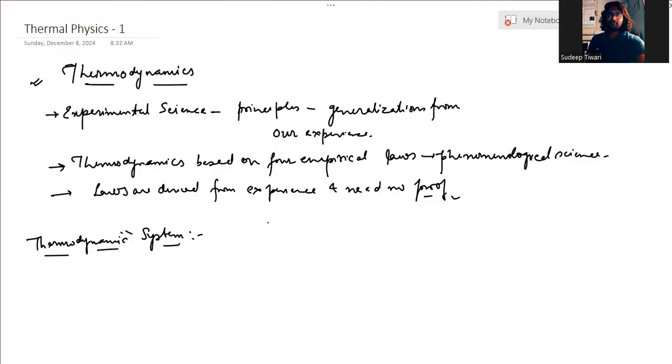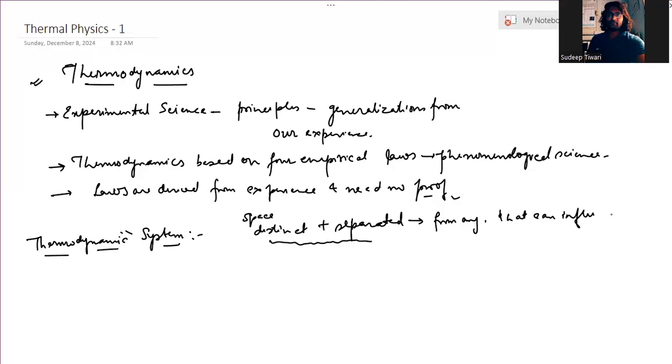In the study of thermodynamics, we need to set aside a certain quantity of space which is considered distinct, separated from everything else. Separated from everything else means anything that can influence it. This quantity, distinct and separated from anything that can influence it, is called your thermodynamic system, or simply we are going to refer to it as a system.